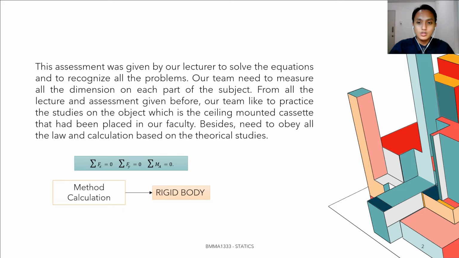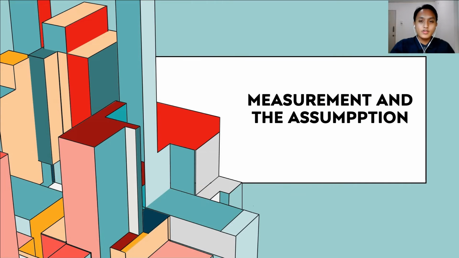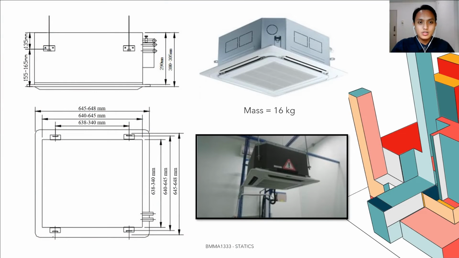The calculation method that we use in this assignment is the rigid body, which is Fx equal to 0, Fy equal to 0, and Ma equal to 0. For the measurement and the assumption, this is our assumed measurement that we already measured at the ceiling mounted cassette at our faculty. The mass that we recorded is 16 kg and the total length is around 645 to 648 millimeters.